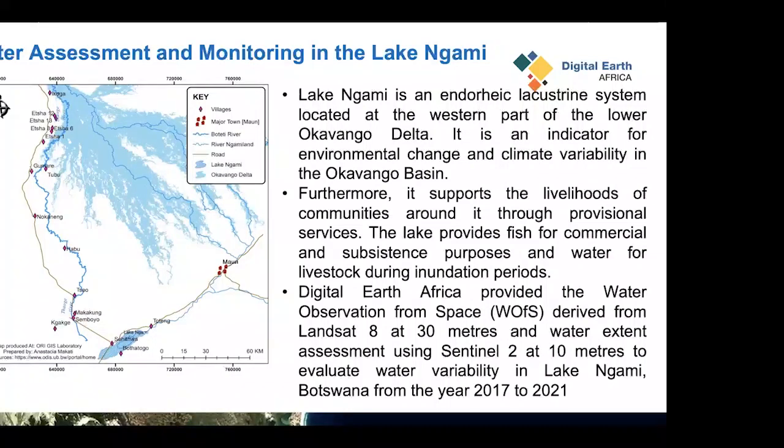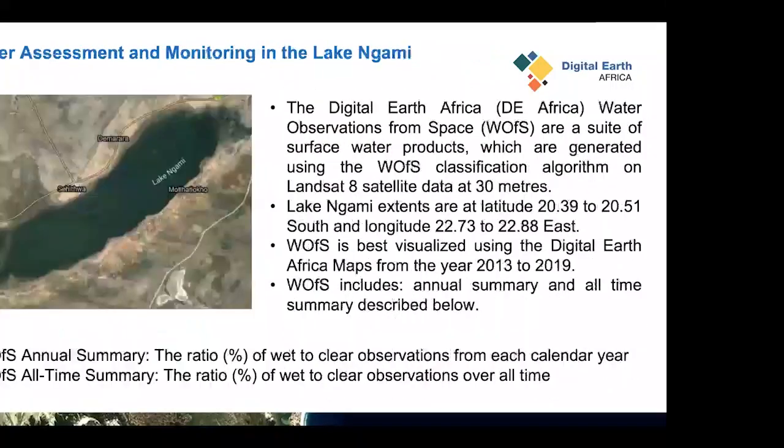The lake provides an area for fishes and also for commercial purposes within that area. Livestock also depend on this water body, Lake Ngami. So the main purpose is to use Earth elevation data to monitor Lake Ngami over the years and see what results we are able to generate.